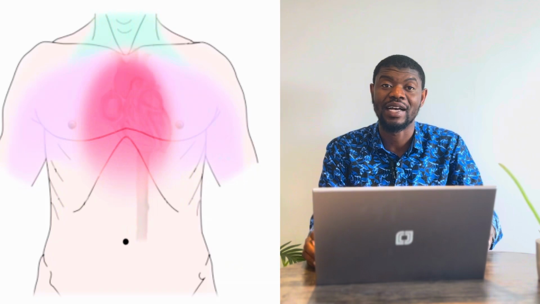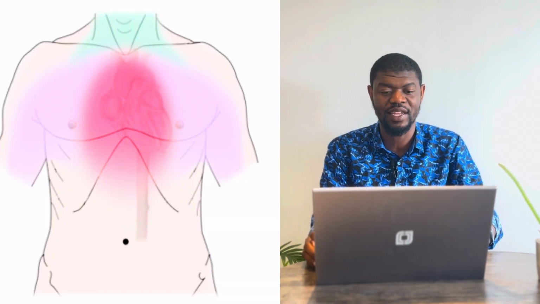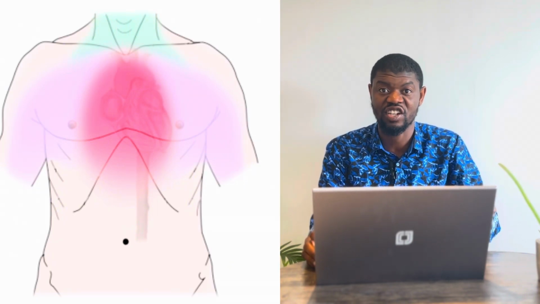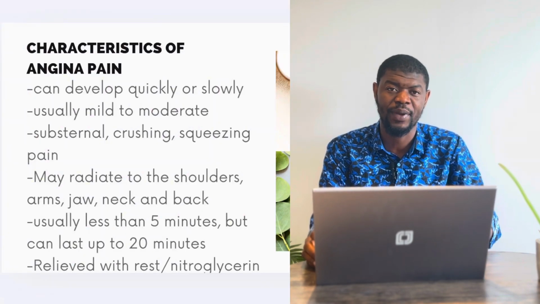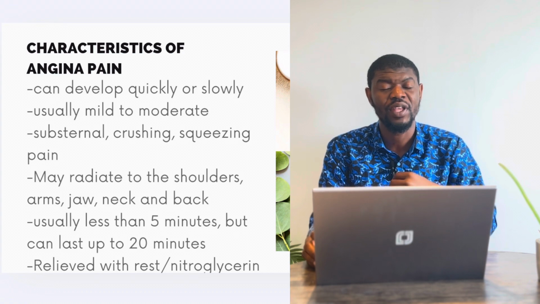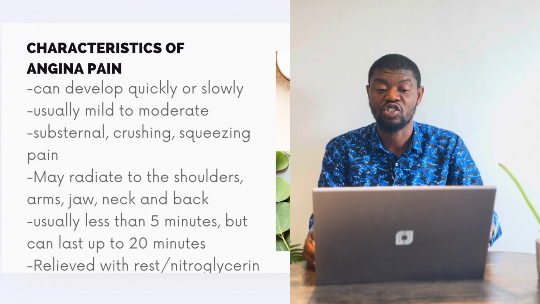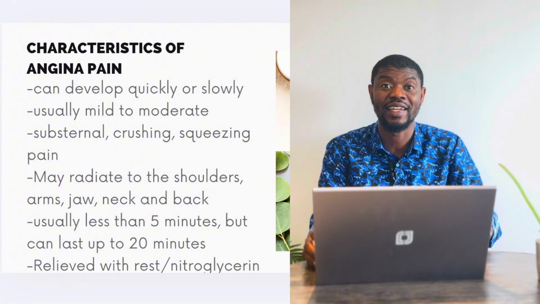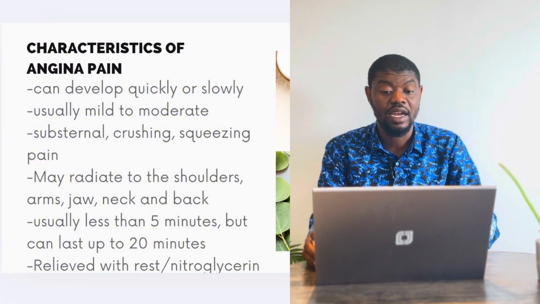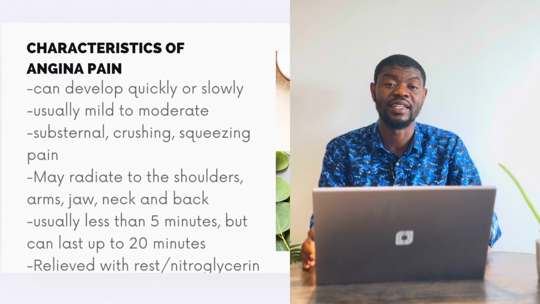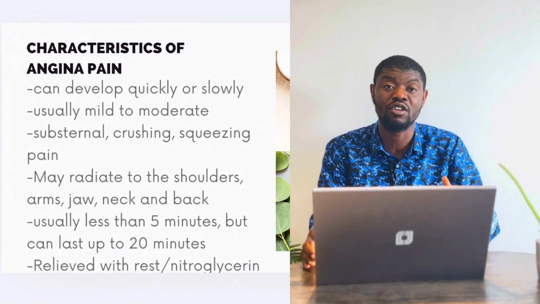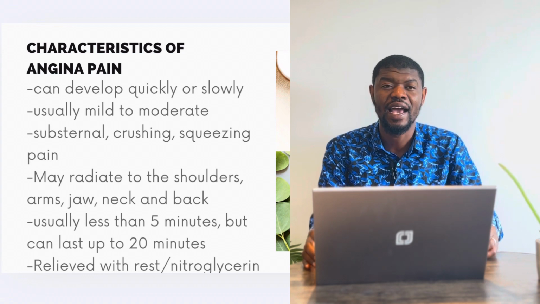It is being described as substernal. So just beneath the sternum, it is crushing and squeezing. It may occasionally radiate, so the pain could be felt substernal, but it can radiate to the shoulders, to the arms, to the jaw, to the neck, and to your back. Now, with angina pain, it should usually be up to just 5 minutes, but on some occasions, it can also extend to about 20 minutes, and it's usually relieved by rest or a medication we call nitroglycerin.